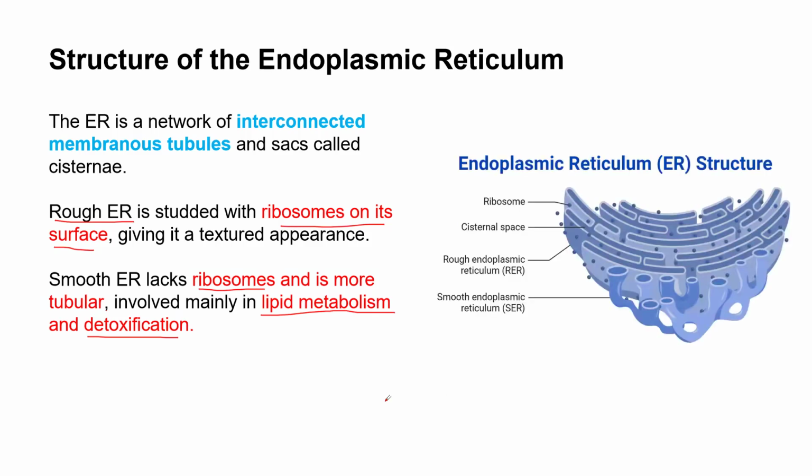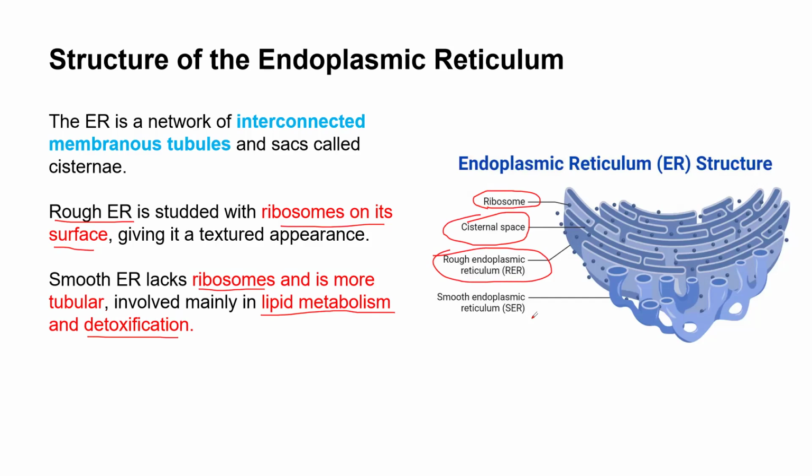So now let's look at the structure again. As you can see here, it has interconnected membranous tubules and sacs, and that is why they are called cristae. In the case of the endoplasmic reticulum, it has ribosomes attached to it, and because it has ribosomes attached to it, it is called rough endoplasmic reticulum.